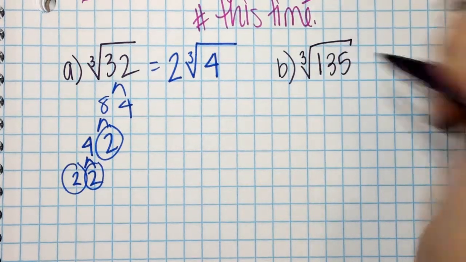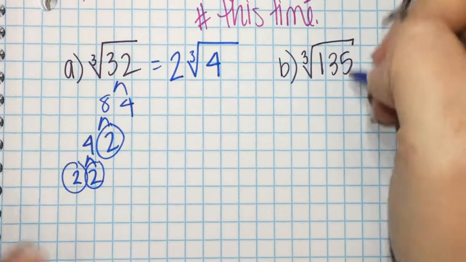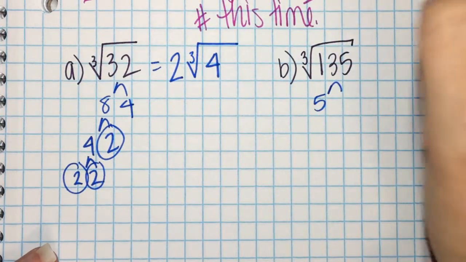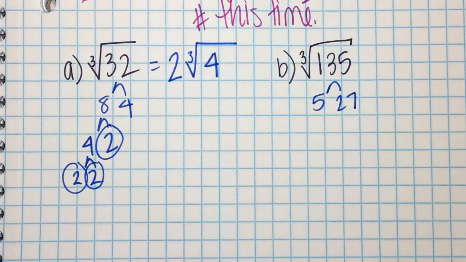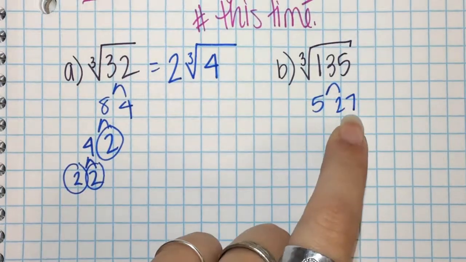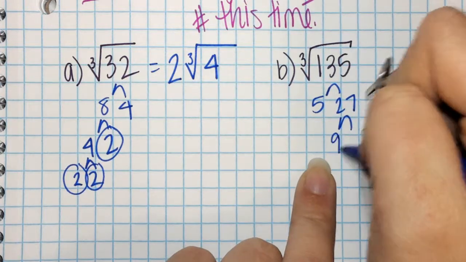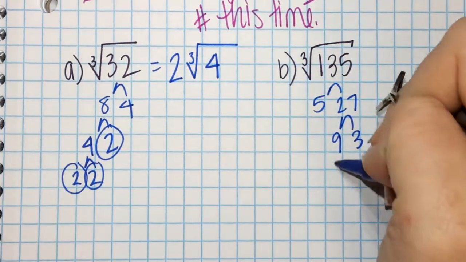Alright, the cubed root of 135. Okay, it ends in a 5, correct? Yes. So you divide by 5. Okay, so we're going to break it down by 5 and 27. Look at us go. It's like we're ninjas. Okay, now we can't break 5 down anymore, so we don't care. What about 27? What can it be broken down into? 9 and 3. What can the 9 be broken down into?